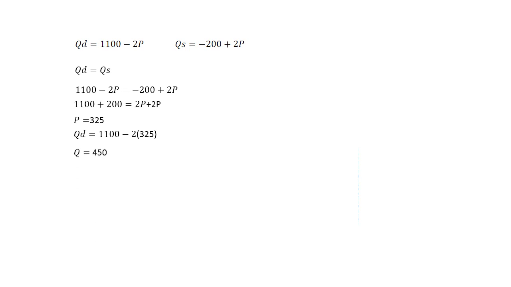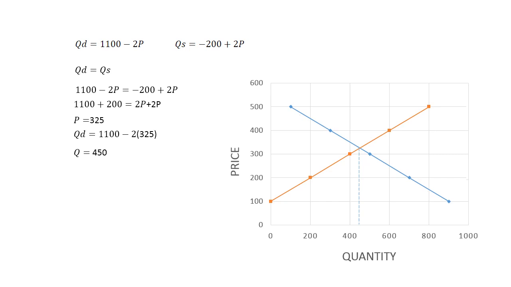then you will get your quantity, which is equal to 450. If you look at this curve, this is our market equilibrium price, which is equal to 325, and this is our market equilibrium quantity, which is equal to 450.